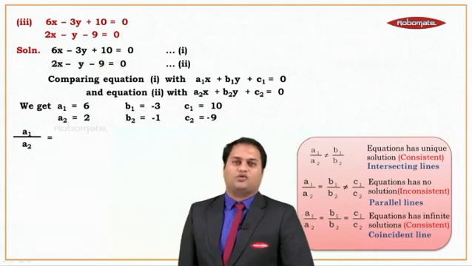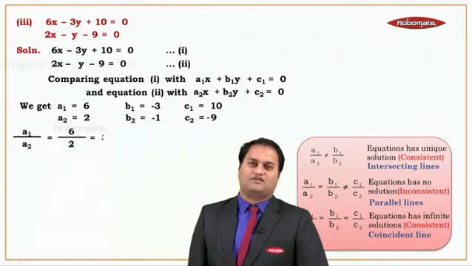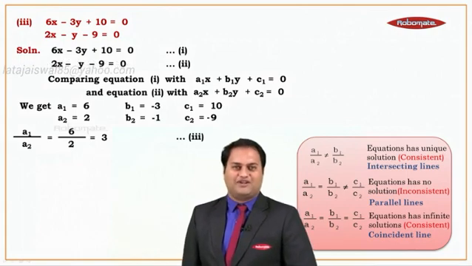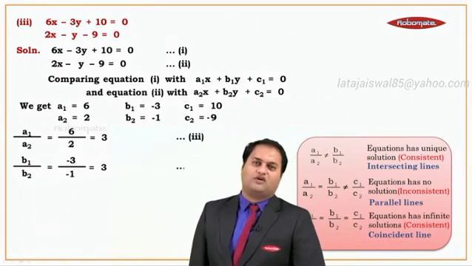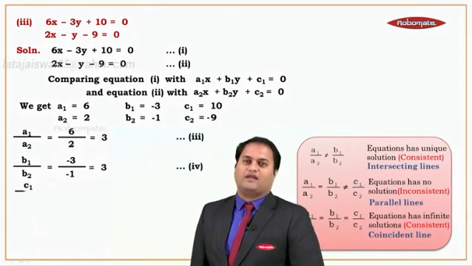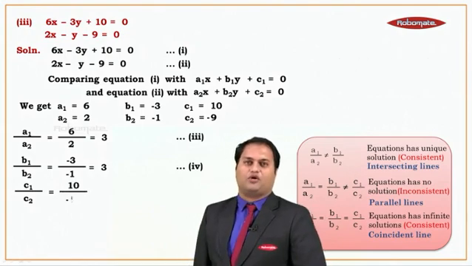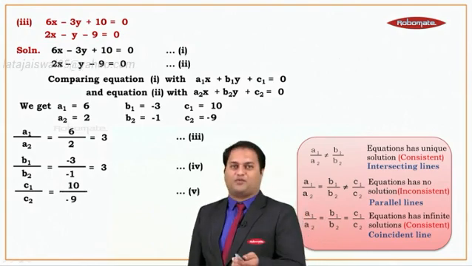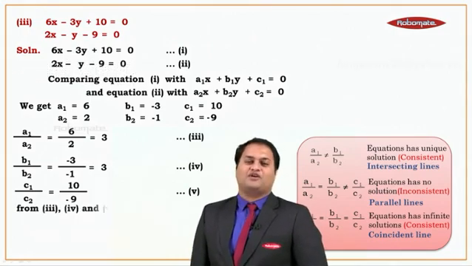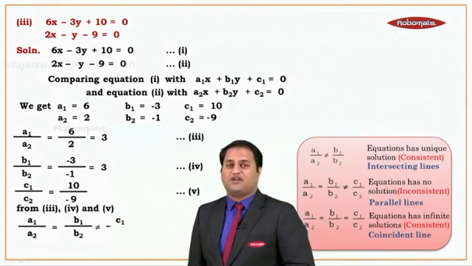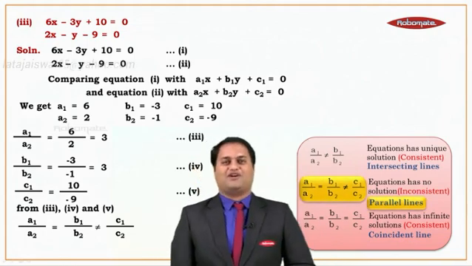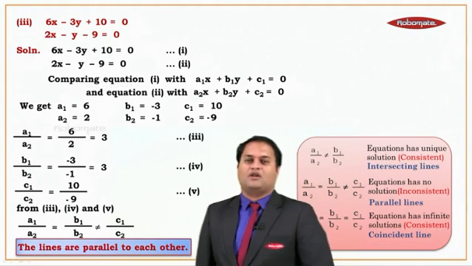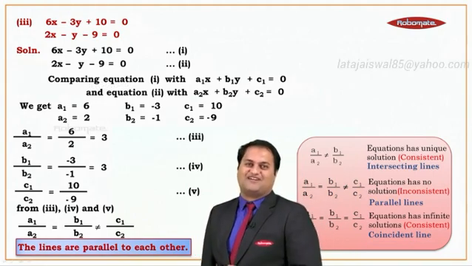Now what do we do? A1 upon A2 is equal to 6 upon 2. That is equal to 3 upon 1. Equation number 3. B1 upon B2 is equal to -3 upon -1, which is again equal to 3 upon 1. That's equation 4. And C1 upon C2 is equal to 10 upon -9, equation number 5. So what is the conclusion from 3, 4 and 5? A1 upon A2 is equal to B1 upon B2 is definitely not equal to C1 upon C2. Because A1 upon A2 is equal to B1 upon B2, not equal to C1 upon C2, the lines are parallel to each other. As simple as that.